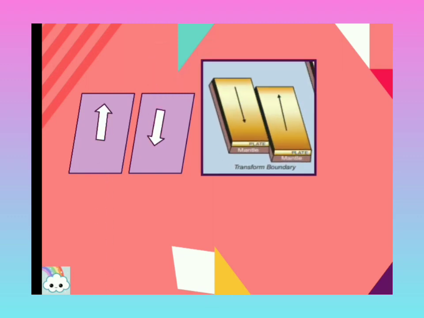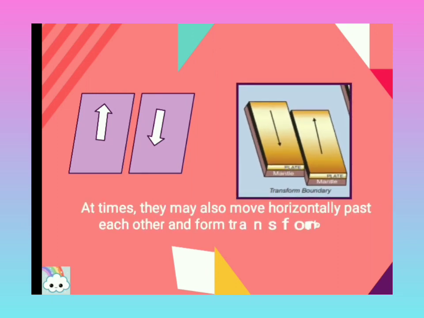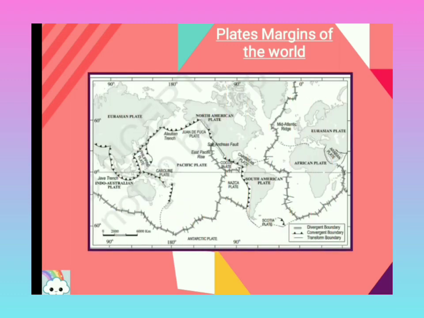Now, let us know about the third one. At times, these plates may also move horizontally past each other and form which boundary? Transform boundary. Here, neither destruction nor construction takes place. On the map, you can see plate margins of the world. Can you recognize three different types of plate margins that we have? Yes, I know, you can do it very easily.